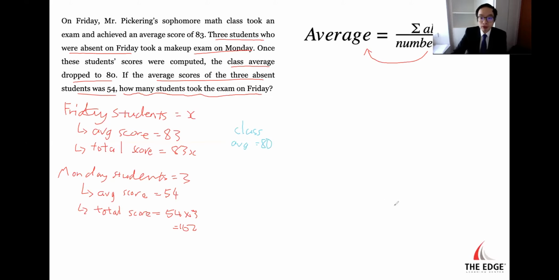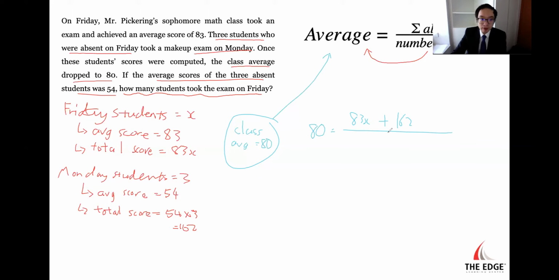What do I mean? Let's start with the information that the class average is equal to 80. We can put that into this part of the formula. To complete the formula, we need the total score of the class. Right now the class has been separated into Friday students and Monday students, but we have the total score for both. The total score for the Friday students was 83x, and the total score for the Monday students was 162. If we add them together, we have the total score for the entire class.